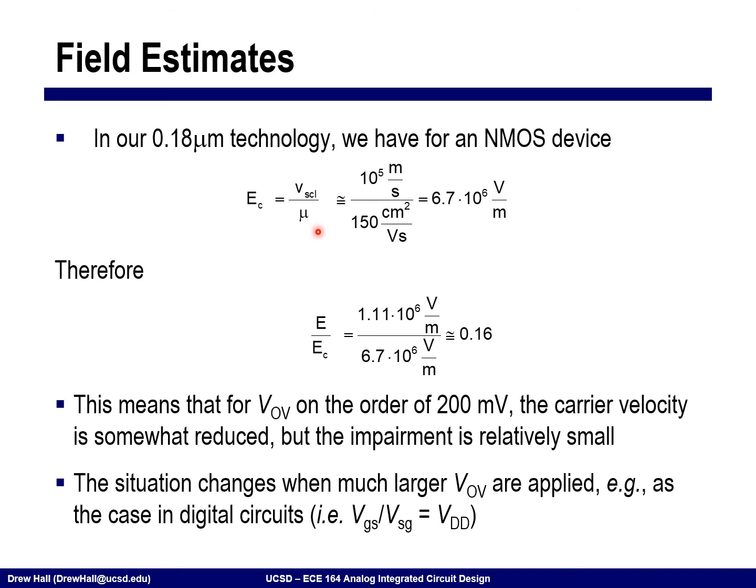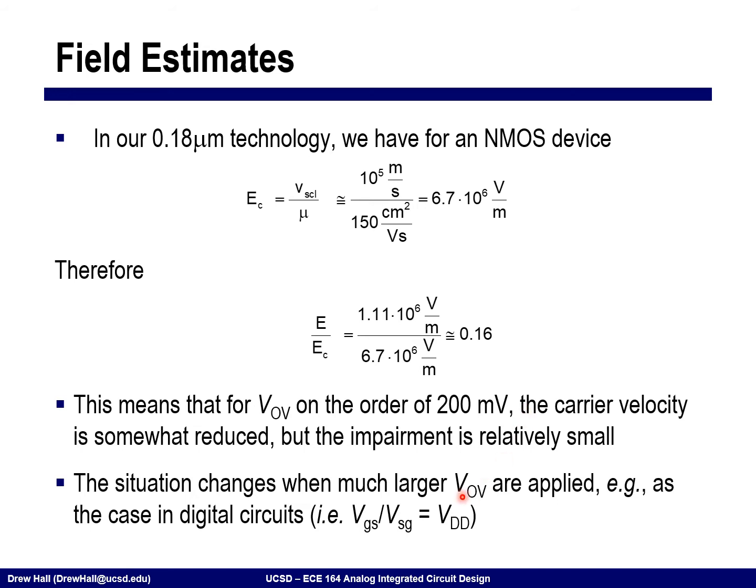So in our device for an NMOS, the critical electric field is about 6.7 megavolts per meter. Okay, and so what we see is that even applying 200 millivolts, which is a nominal overdrive voltage, we're only at about 15% of the critical field. So we need to apply much more than 200 millivolts in order to get truly to that critical field. Okay? So at 200 millivolts, we are going to see some impairments, but they're relatively minor.